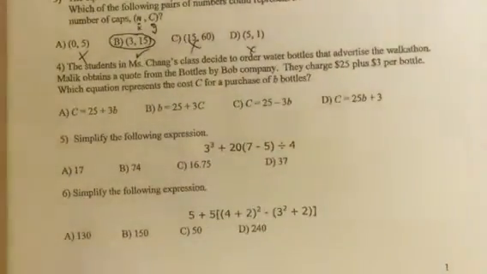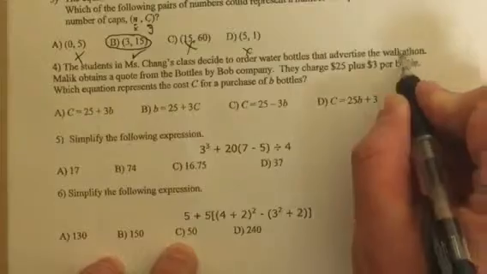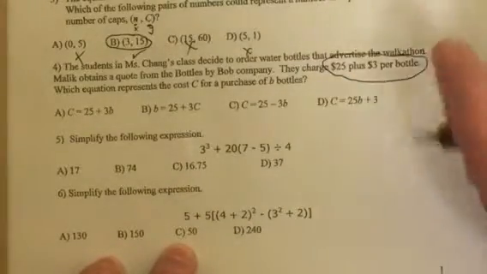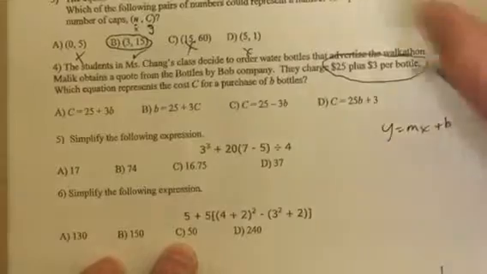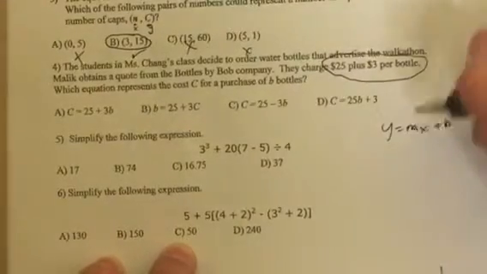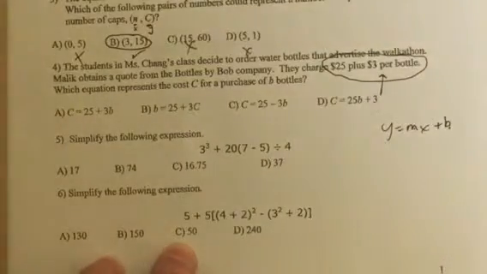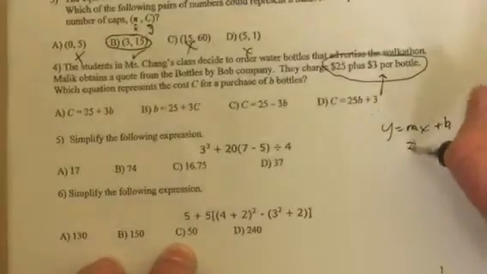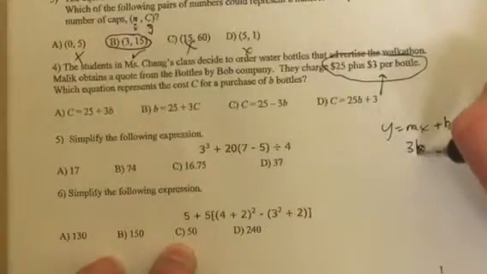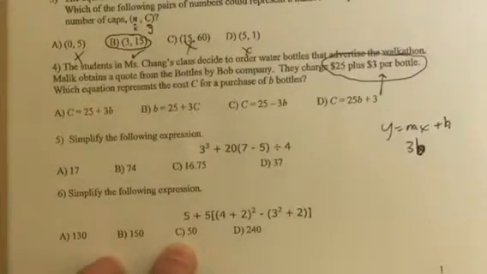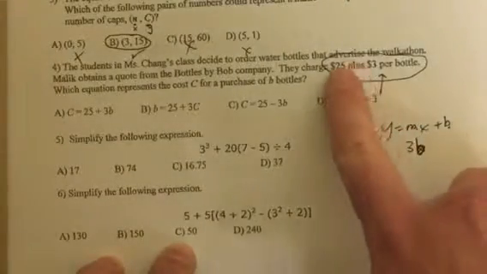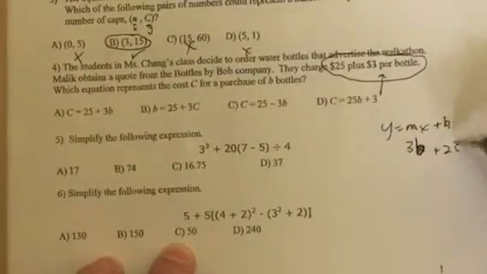All right, number 4, the students in Ms. Chang's class decide to order water bottles that advertise the walkathon. Basically, they charge $25 plus $3 a bottle. So you got to really understand here that a lot of times you like to have y equals mx plus b. You like to read it as this is the first thing, so that must be m, and this is the second thing, so that must be b. Well, that's not true. This is the key word that tells you that that's not true. $3 per bottle is telling you 3 per bottle, or 3b in this case for bottle, not 3x. Doesn't really matter. Where you begin is they charge $25. So you begin at $25.